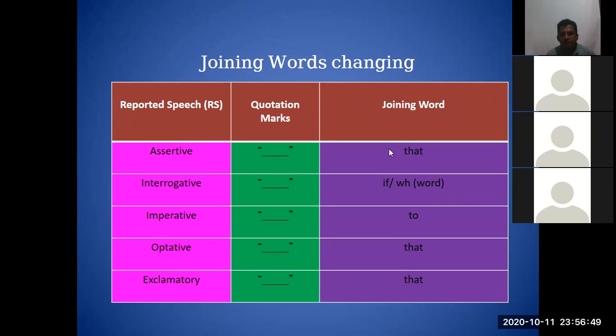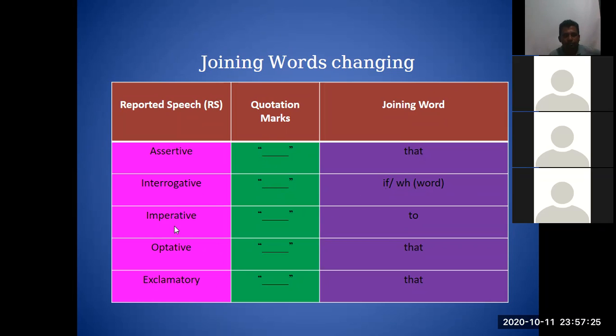In assertive sentence, inverted comma will be changed into that. That is, we put that in place of inverted comma in assertive sentence. Now, interrogative sentences are of two kinds. One is yes no question, another is WH question. If the sentence is a WH question, then we use the WH word in place of inverted comma. If the sentence is a yes no question, then we put if in place of inverted comma.